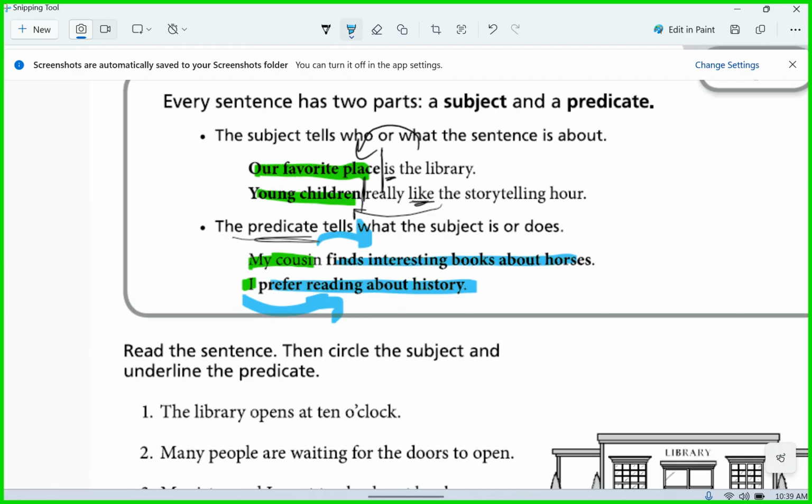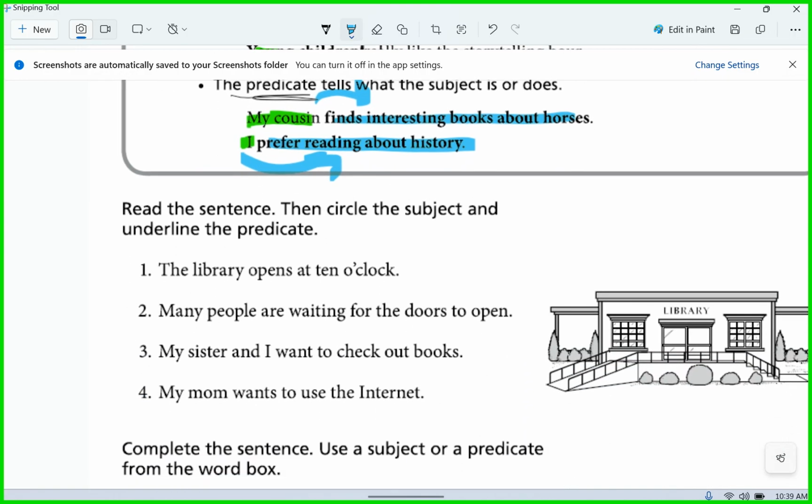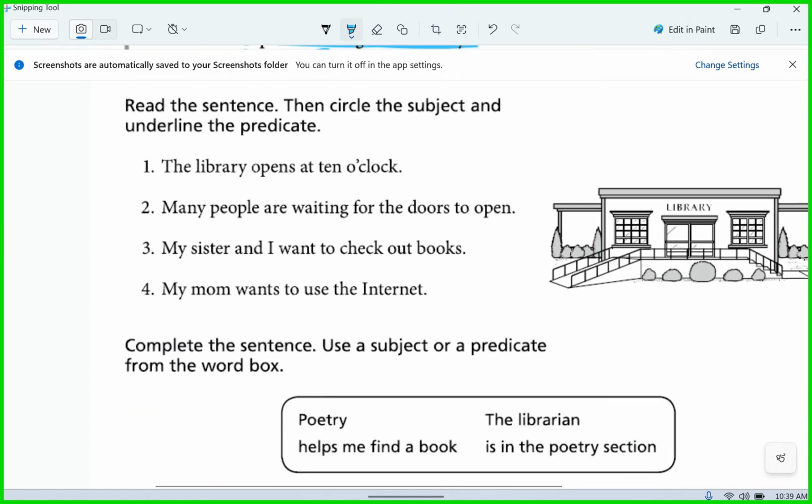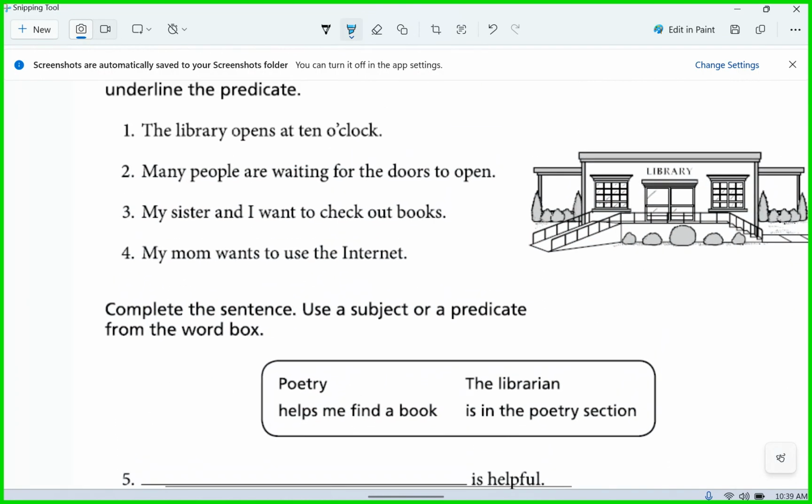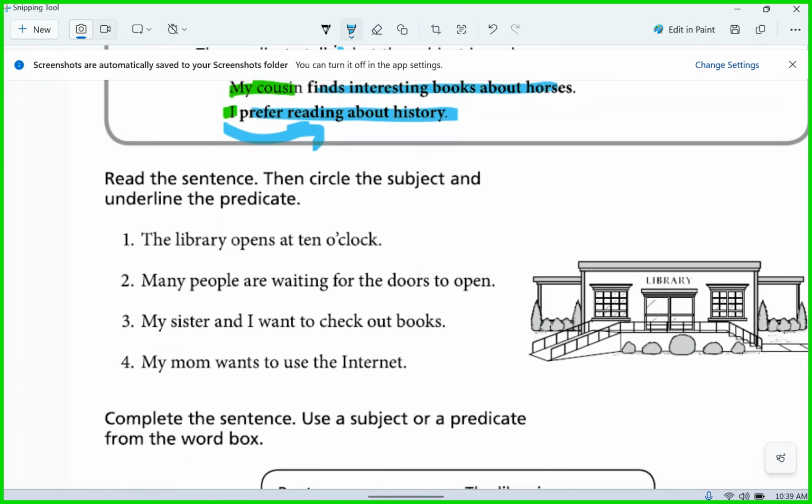So we're going to identify subjects and predicates. I'm only going to do the first sample of each one. Let's do number one together. It says, read the sentence, circle the subject, and underline the predicate. The library opens at 10 o'clock. What's the subject in that one, everybody? Library. What about the library? That's the complete predicate right there.